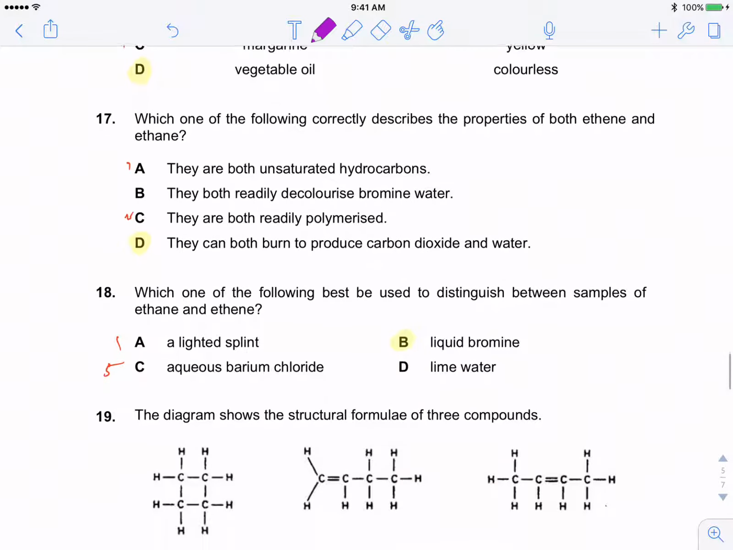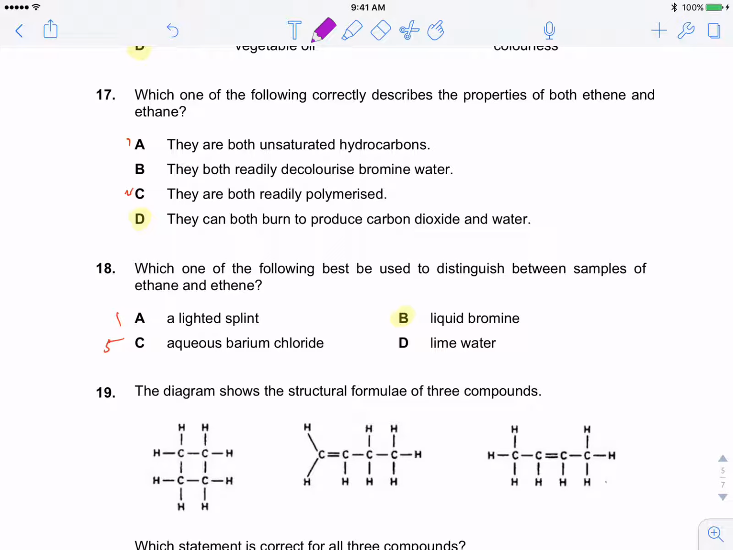Question 17. Which one of the following correctly describes the properties of both ethene and ethane? A, they are both unsaturated hydrocarbons, which is false. The word unsaturated implies that there is a double bond somewhere in the compound. B, they both readily decolorize bromine water, which is wrong because only a C-C double bond will decolorize bromine water readily. C, they are both readily polymerized.